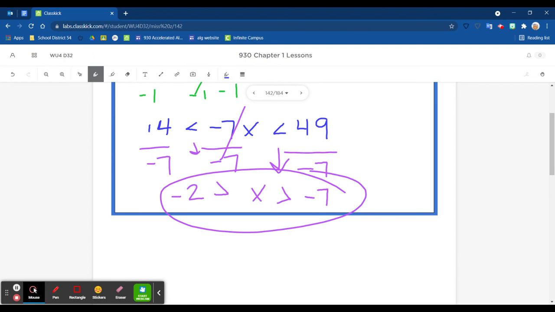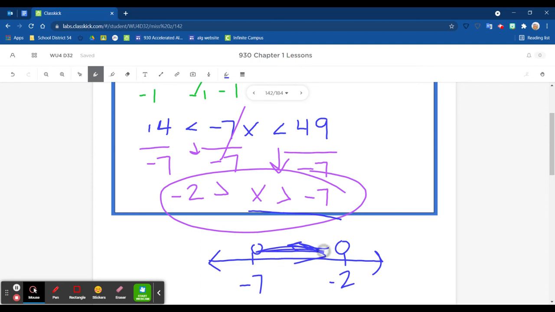Let's go ahead and draw our number line. Negative 7 would be to the left of negative 2, right, because it's actually smaller. I would have open circles on both. If I were to read this, this would be -2 is greater than x, which is greater than -7. So -2 is bigger than x, or x is less than -2, so I would go this way. But x is greater than -7, so I would show you this way. Know that everything in the middle could be a solution for this problem.